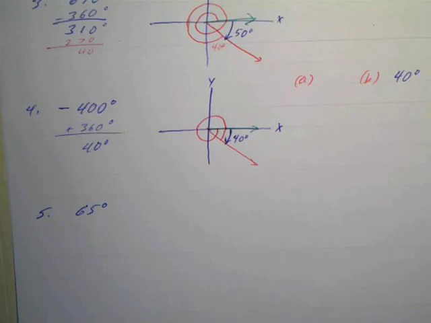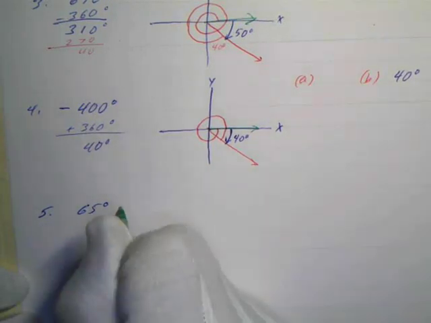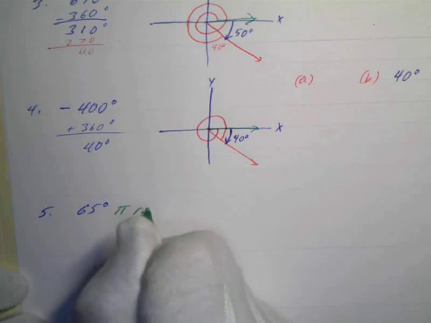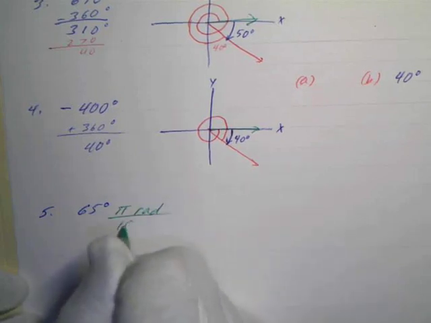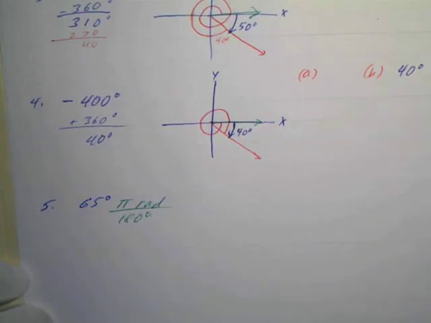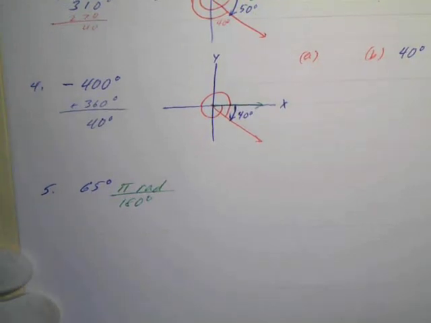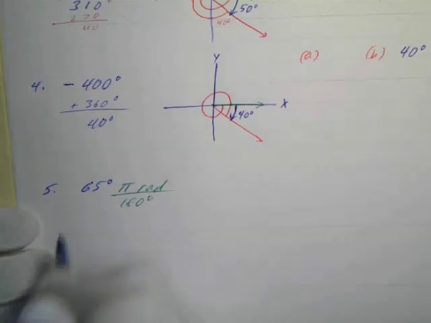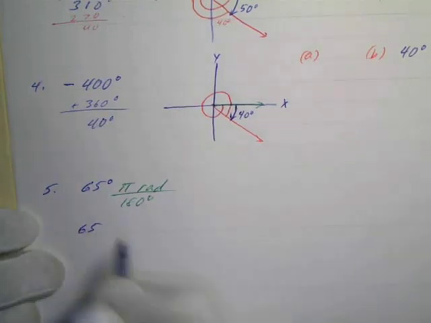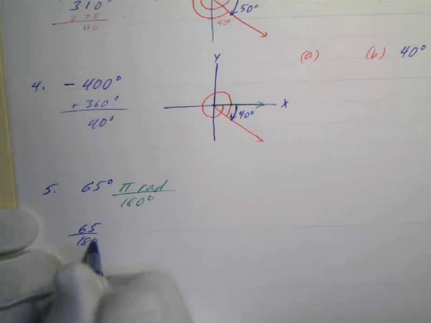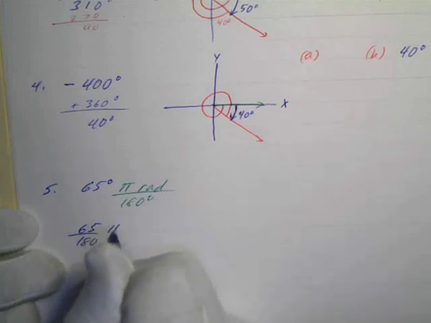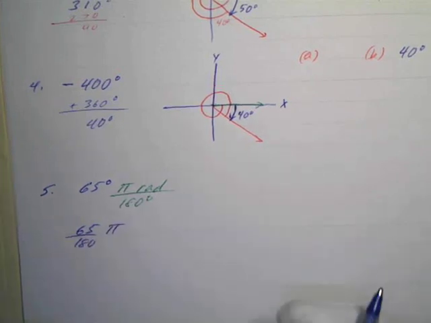And I want to use a conversion factor, so I want degrees on the bottom: pi radians per 180 degrees. That's going to cancel the degrees, and that's going to give me radians. We usually don't write the radians, but it helps when we're doing problems like this. So it's going to end up being 65 degrees to cancel over 180 degrees, times pi radians.